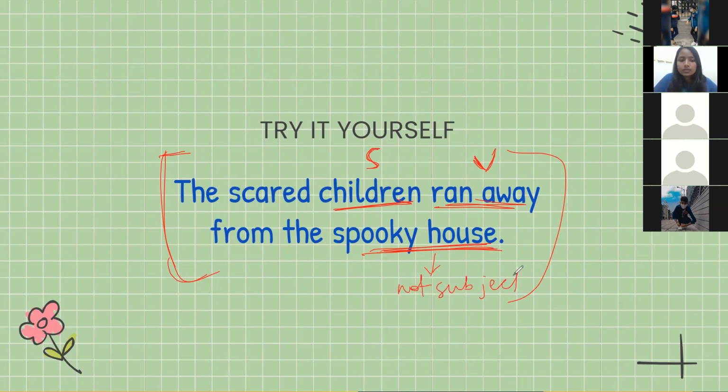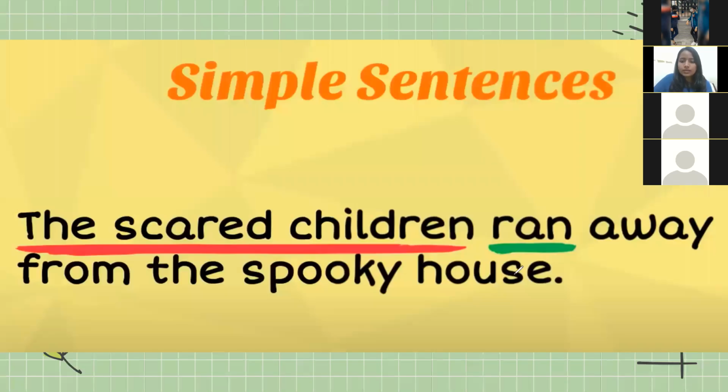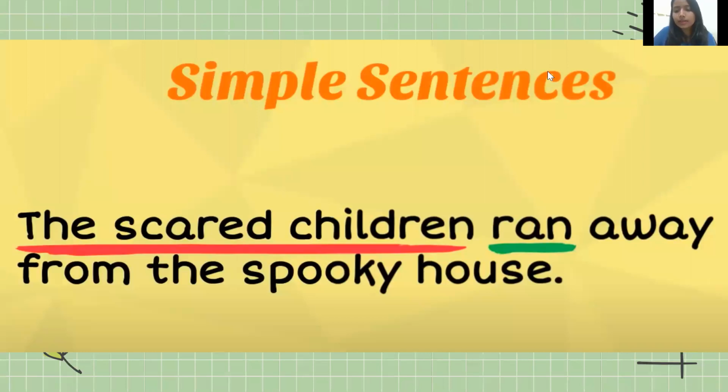Take a screenshot, please. So here, scared children is the subject and ran is the verb. Spooky house is not the subject. So this is a simple sentence. Even though it's a big sentence, it's a simple sentence. Okay. Now we are looking at compound sentence.